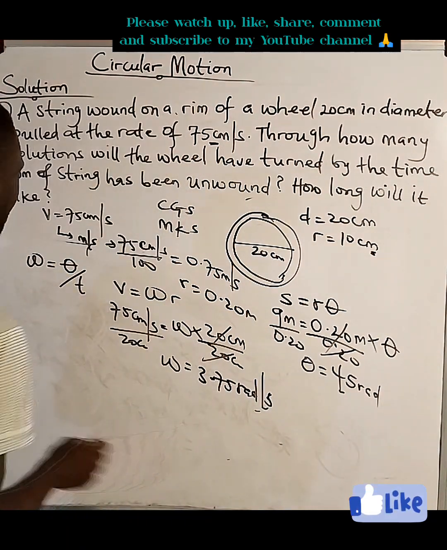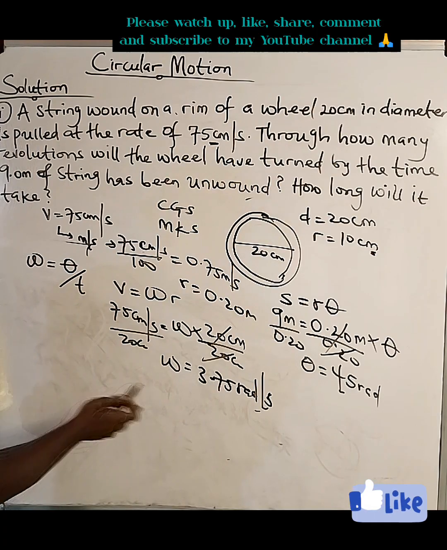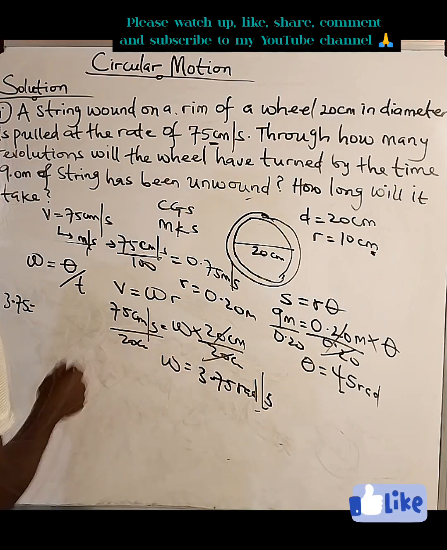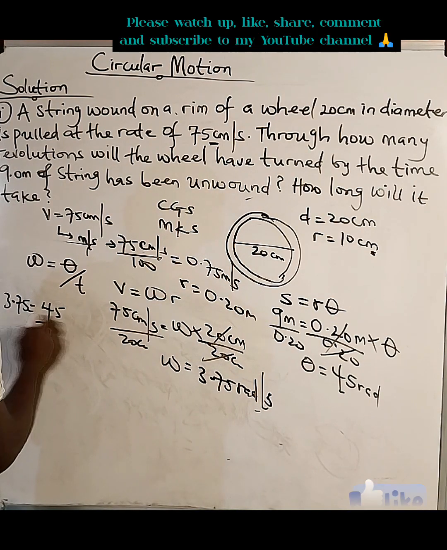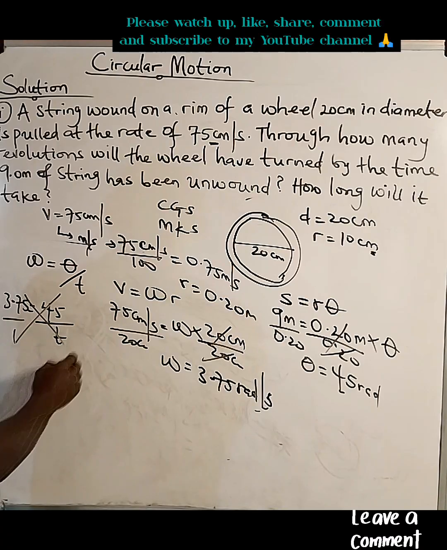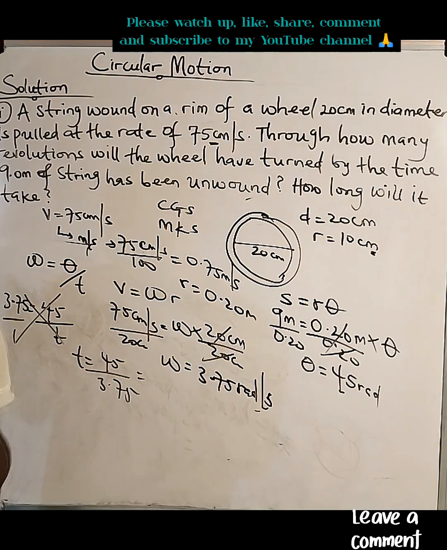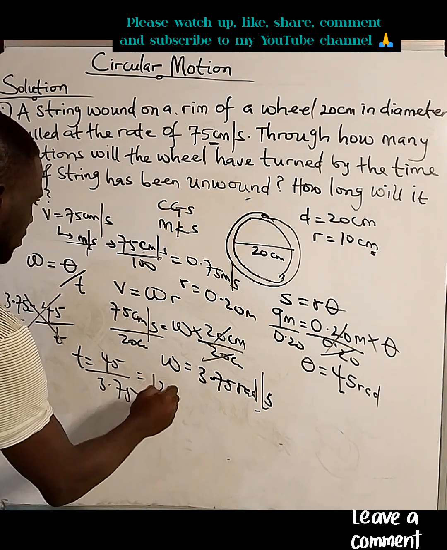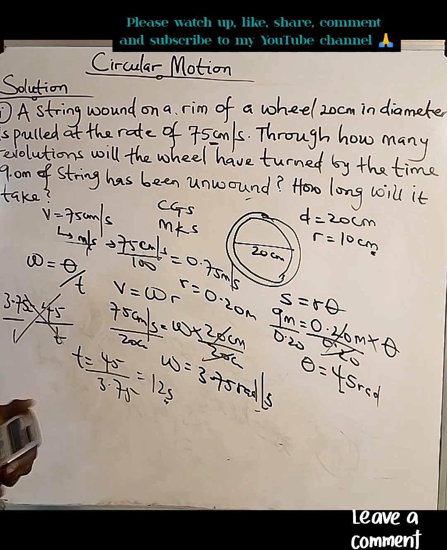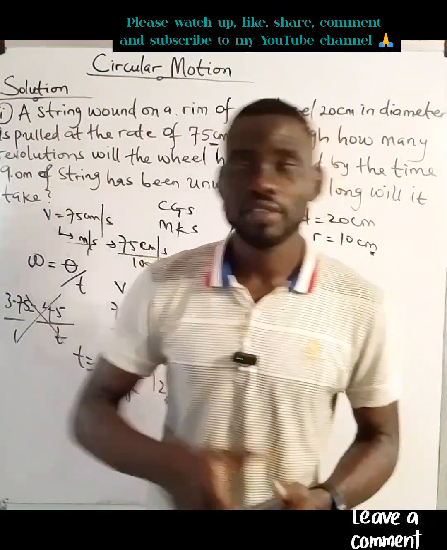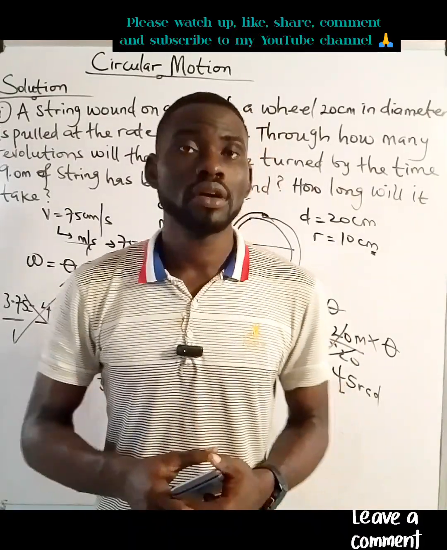So we have everything set out. The angular velocity is 3.75, and the angular displacement is 45 over time. We cross multiply, so the time will be 45 over 3.75. Let's divide that: 45 divided by 3.75 gives us 12 seconds also. As easy as that. So there are various ways you can attempt this very question. As you can see, it's very easy and direct. Time 12 seconds, about 7 revolutions.